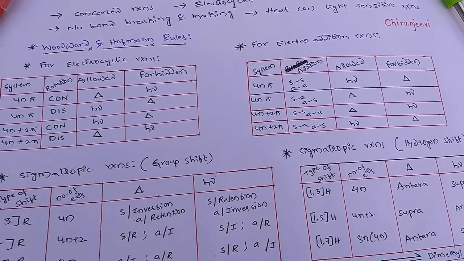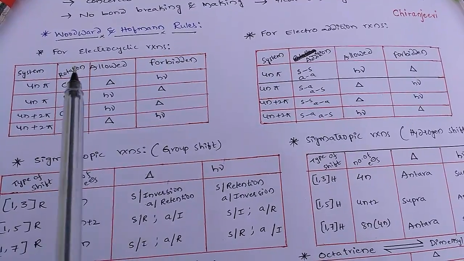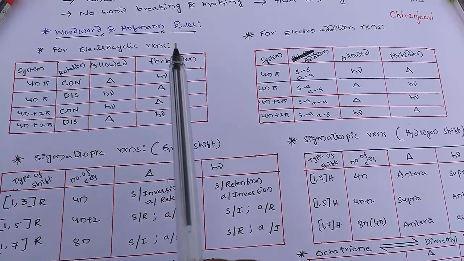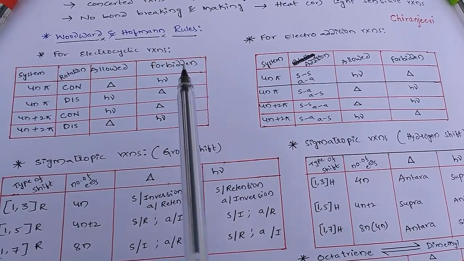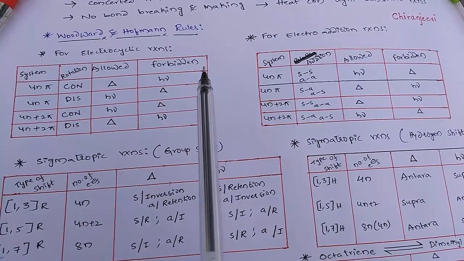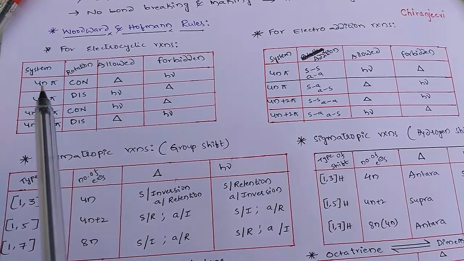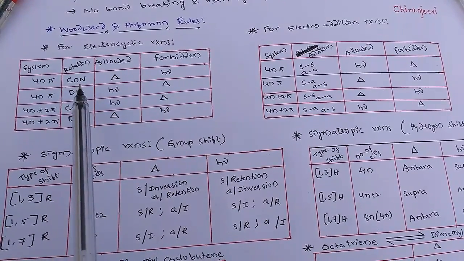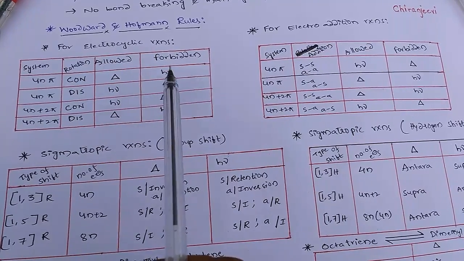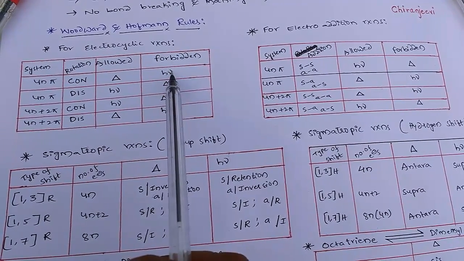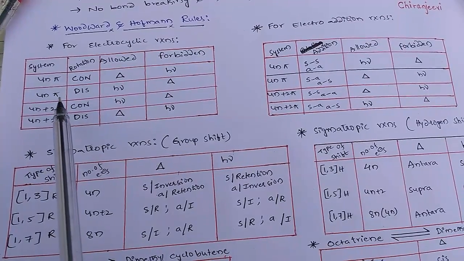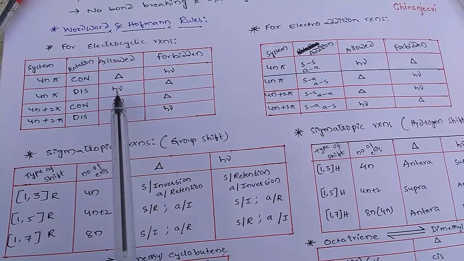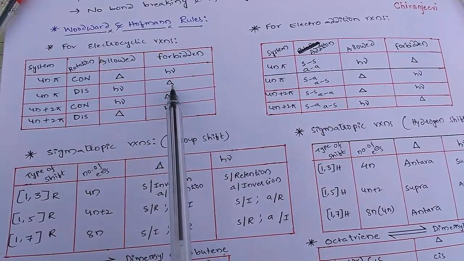We have Woodward-Hoffmann rules for electrocyclic reactions, covering ring opening and ring closing reactions. For a 4n pi electron system, the rotation is conrotation, which is allowed only under thermal conditions and photochemically forbidden. If the rotation is disrotation under h nu, that means it is a photochemically allowed reaction and thermally forbidden reaction.